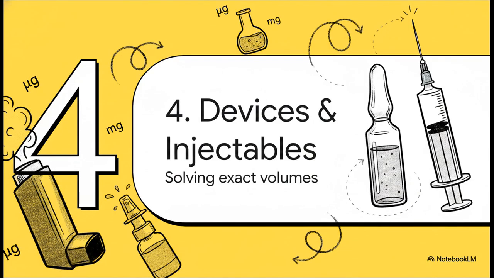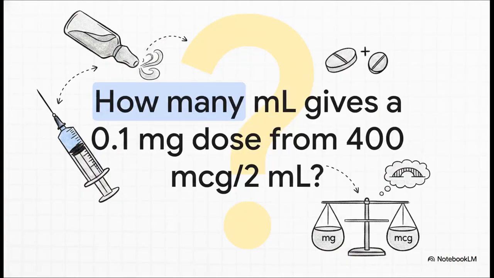Section 4 already. Devices and injectables, solving for exact volumes and total device output. Specialized physical formats like injectables really love to test your ability to convert between very small metric units. Check this out. An ampule contains 400 micrograms of medication per 2 milliliters. The question is, how many milliliters must a nurse administer to provide a target dose of 0.1 milligrams?